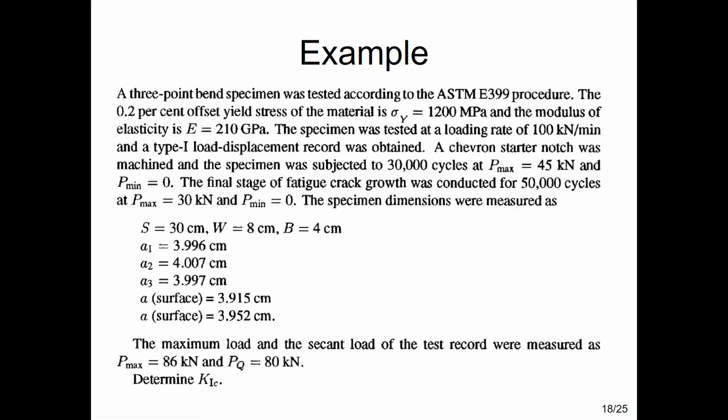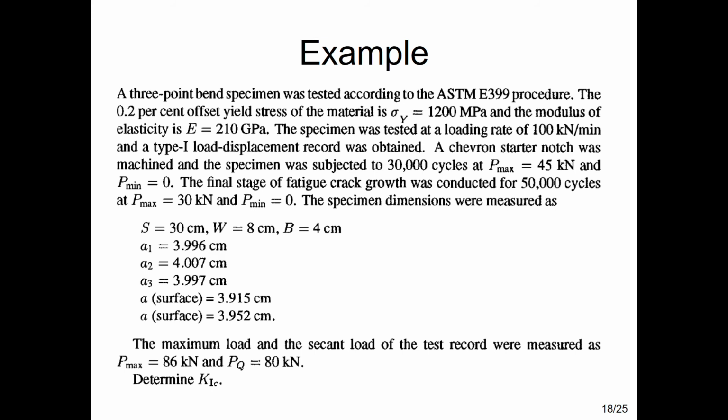A chevron starter notch was machined and the specimen was subjected to 30,000 cycles at Pmax equal to 45 kilonewton and Pmin, the minimum load, equal to 0. The final stage of fatigue crack growth was conducted for 50,000 cycles at Pmax, or maximum load, equal to 30 kilonewton and Pmin equal to 0.